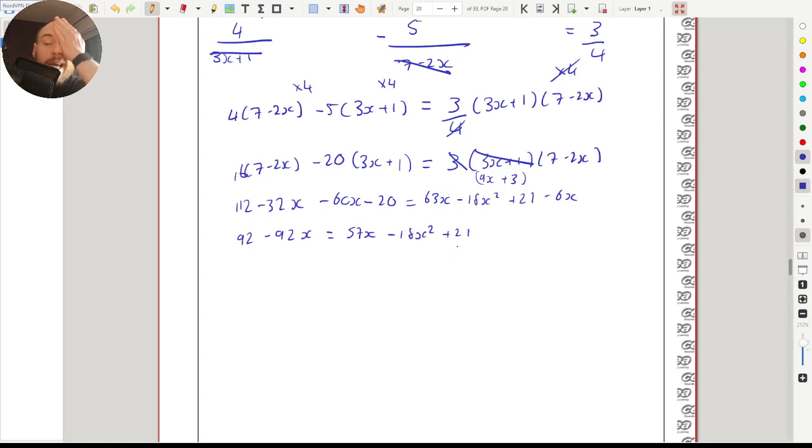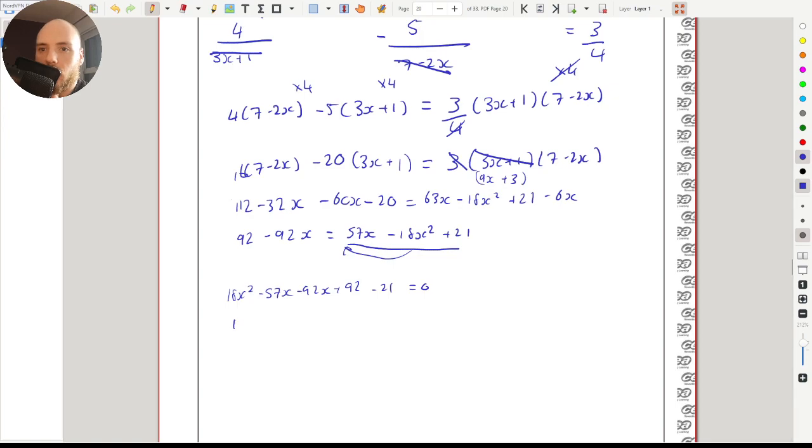Now I want my equation to be equal to 0 for us to be able to solve for this x squared. So I'm just going to take everything over to the left hand side, so my x squared is positive. Okay, so I'm just going to move all this over to the other side. So remember, we're moving it over, all the signs change, so it'll be 18x squared minus 57x minus 92x plus 92 minus 21 equal to 0. And then let's simplify this out and see how it works.